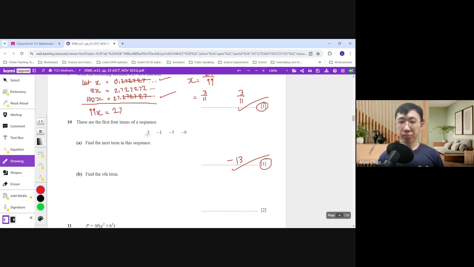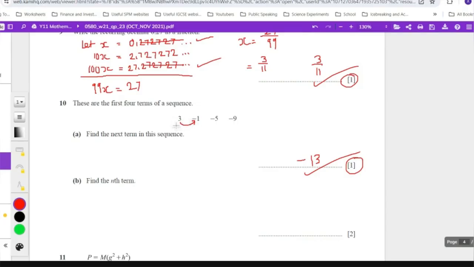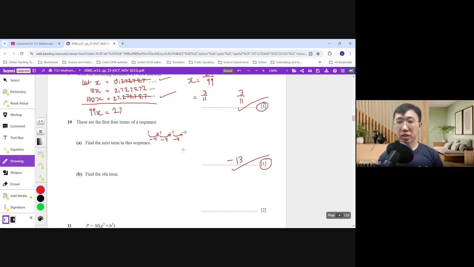How to see? You do your checking like this. 3 going to -1, this is a -4. -1 to -5, this is a -4. -5 to -9, this is a -4. The moment you see it is consistent, after checking 1 time, you find out it's consistent, then this is what you say arithmetic or linear sequence. So this is a linear sequence.